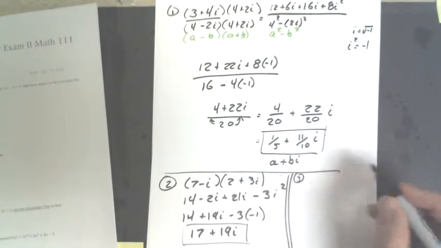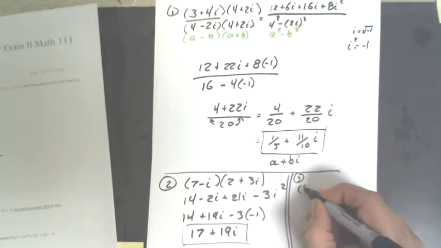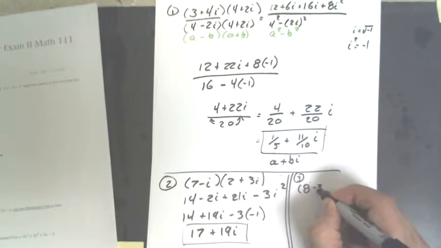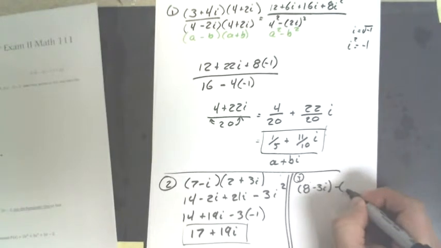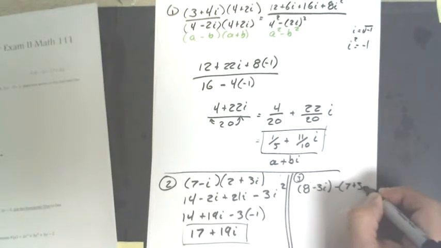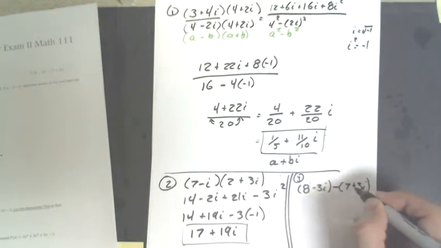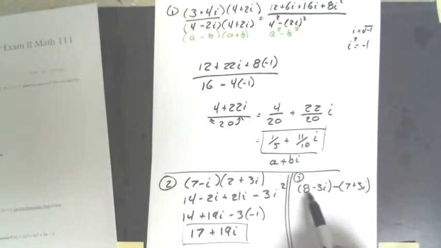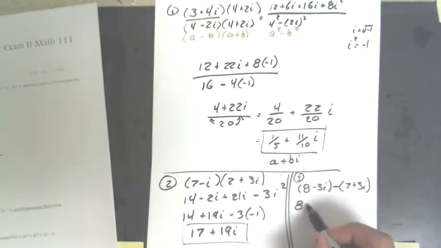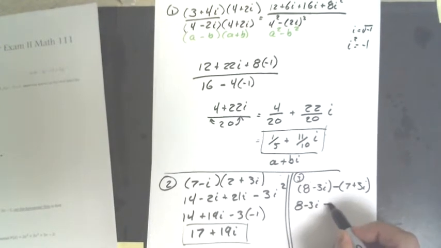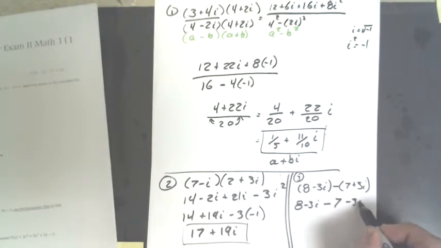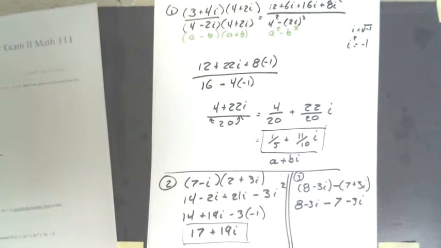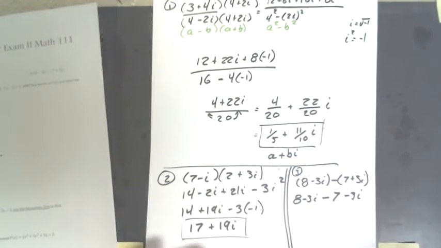A lot of people, I notice, tend to miss problems like number 3 because they make it far too difficult. People will see this problem and start foiling. This is a subtraction problem. You've got 8 minus 3i minus, if you distribute that 7, it's -7 minus 3i. It's just a subtraction problem. Don't make it worse than that.